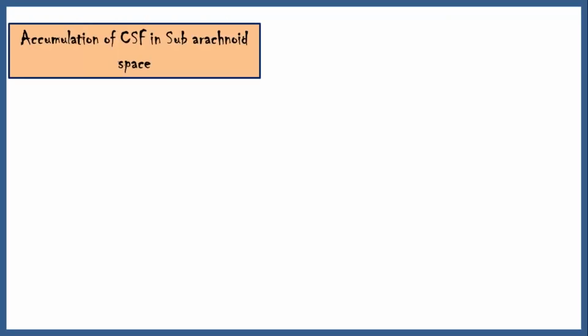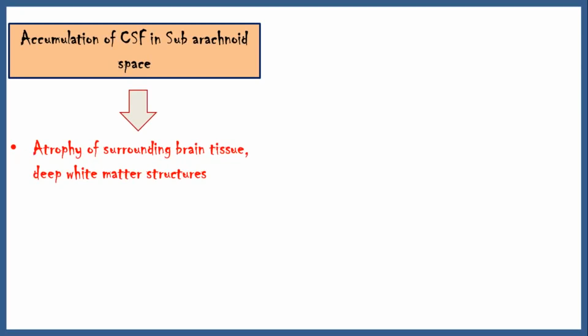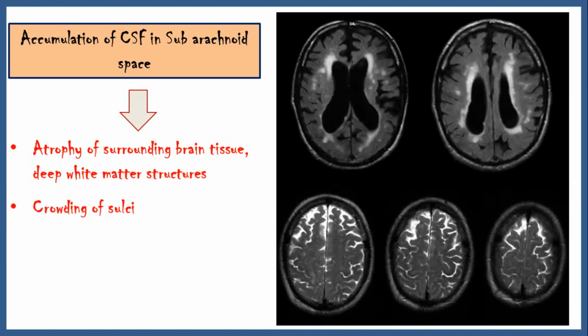Accumulation of CSF within the subarachnoid space leads to atrophy of surrounding brain tissue and deep white matter structures, and crowding of sulci. This image shows the atrophy of brain tissue. And you can see the crowding of sulci due to the increased pressure within the subarachnoid space.